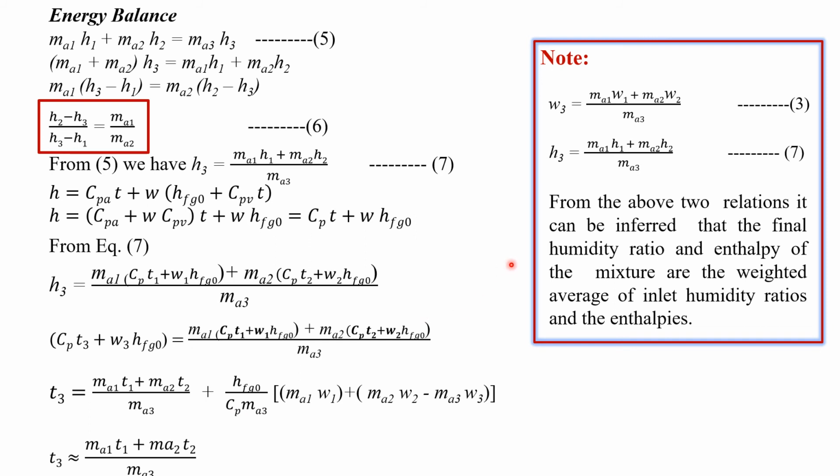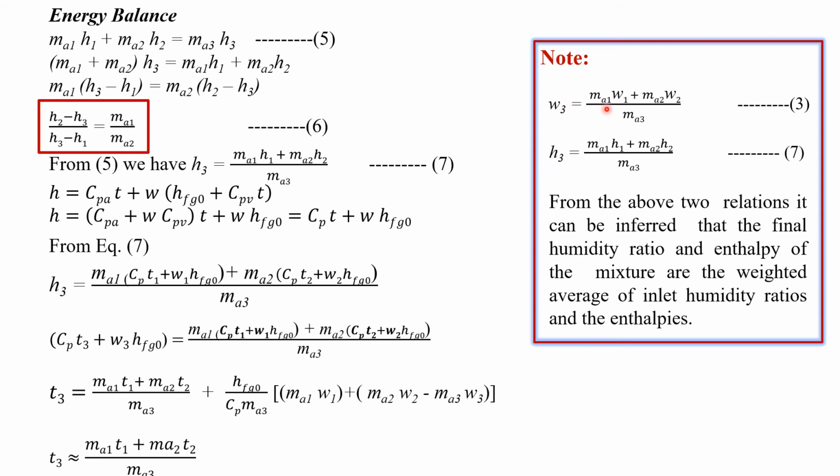We further note from equation number 3 and equation number 7 that equation number 3 is for the specific humidity of the mixture of two air streams, and equation number 7 is nothing but the enthalpy of the mixture of the two air streams.